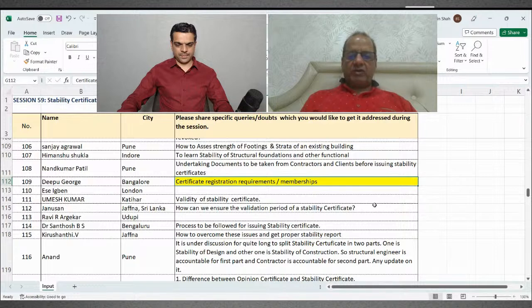Certificate registration requirement, memberships. Which certificate registration? Not clear. Dipujaj can write separately.